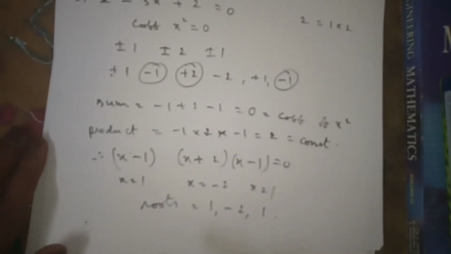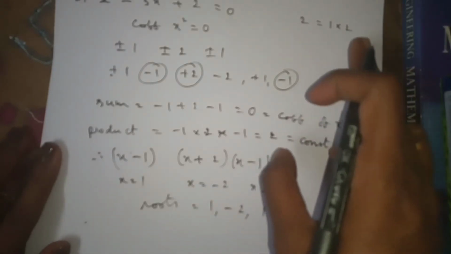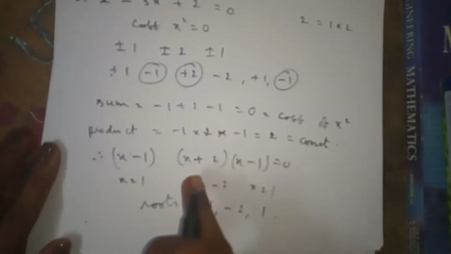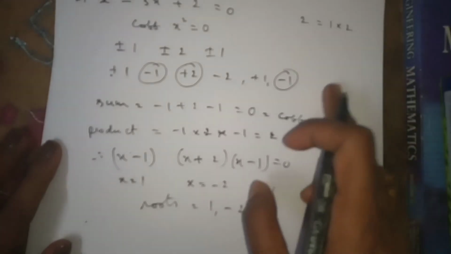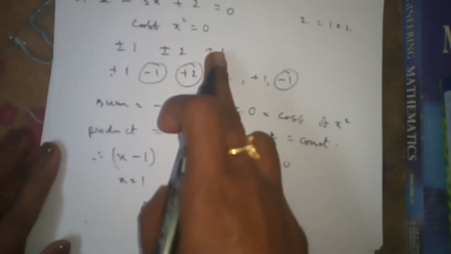Whenever there is a chance of getting repeated roots, you have to write the factors repeatedly. Whenever there is a chance of getting repeated roots, we have to write the roots also repeatedly like this: plus or minus 1, plus or minus 1, like this.